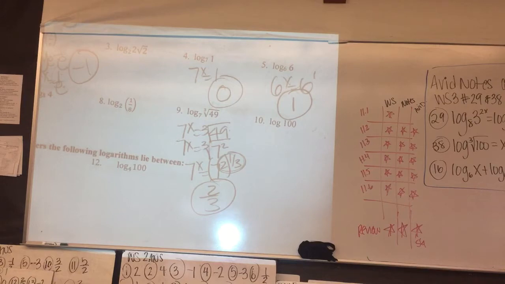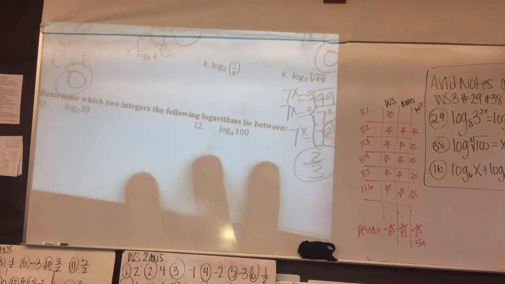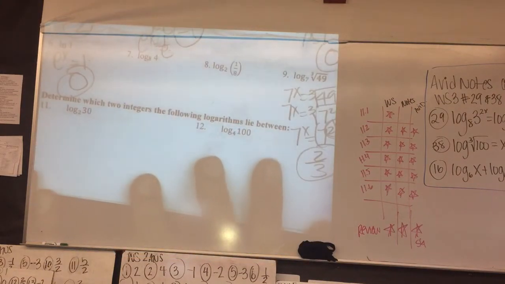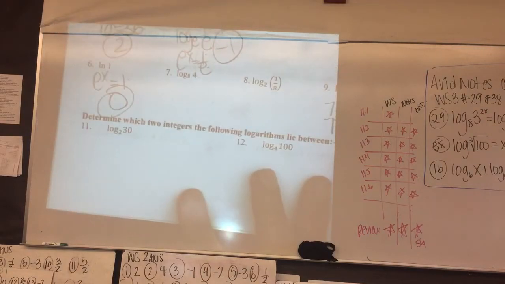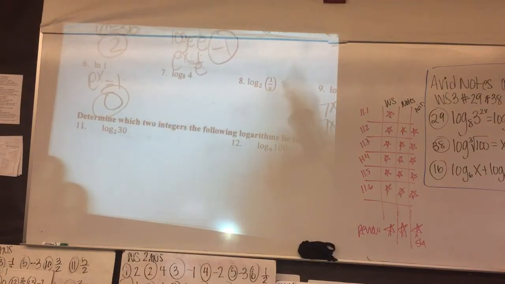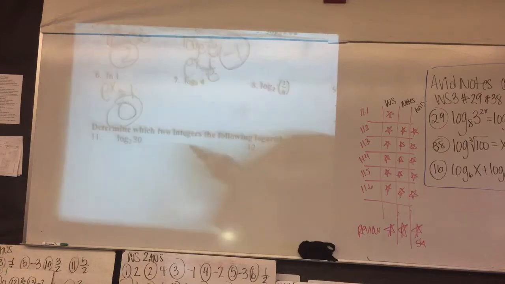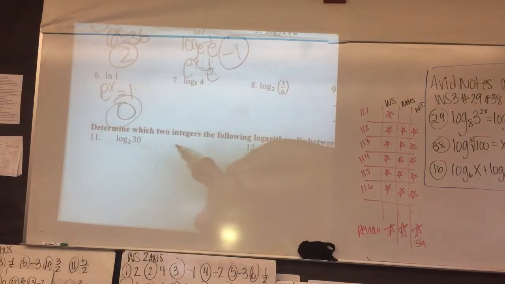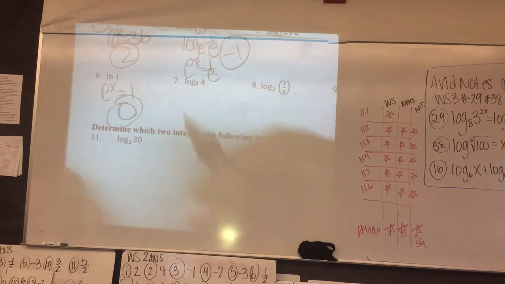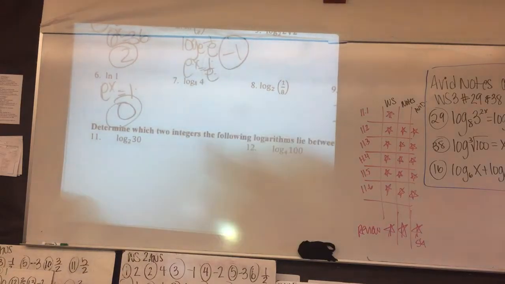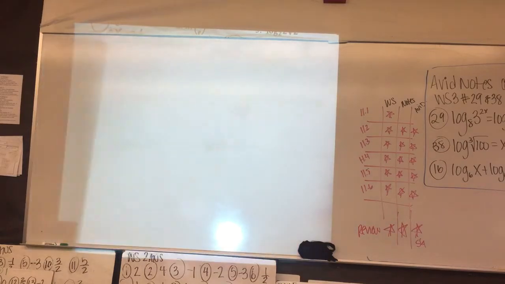All right, let's move on to number 11. Number 11, determine which two integers the logarithms fall between. Okay, that means I can't do what I just did here. 2 to some power is not 30, and we're going to give an approximate value. Okay, so I have to think about numbers that I do know. So I'm going to write a bunch on my scratch paper.